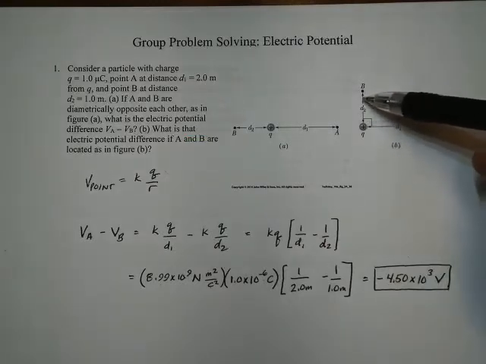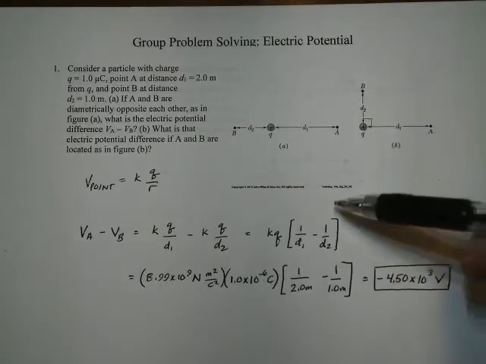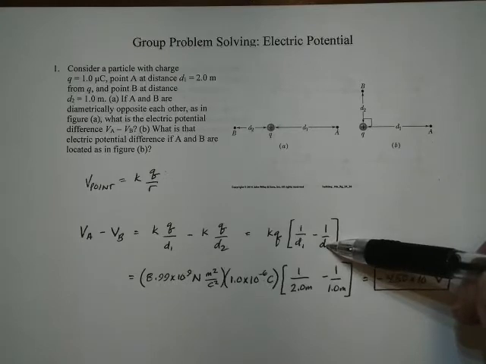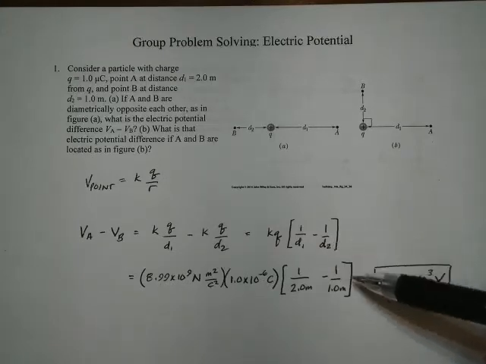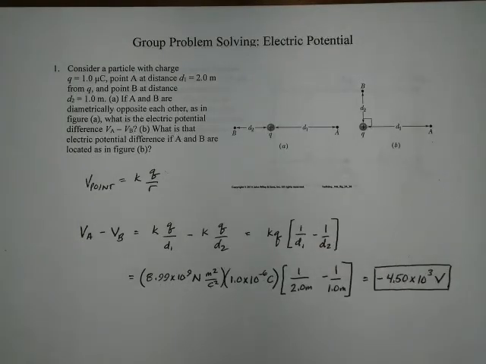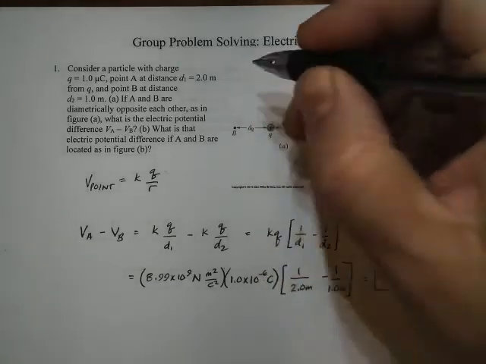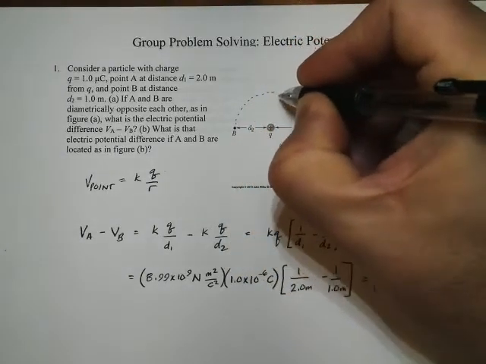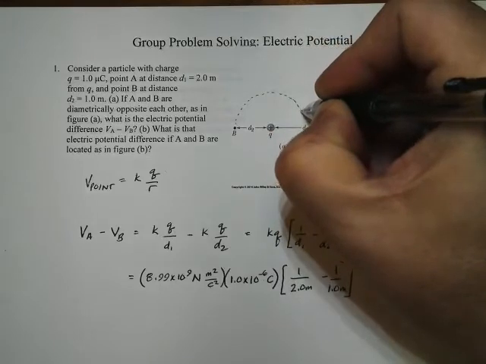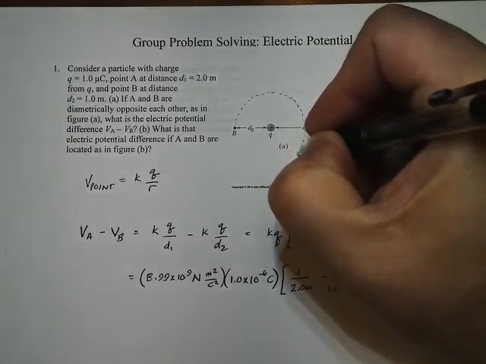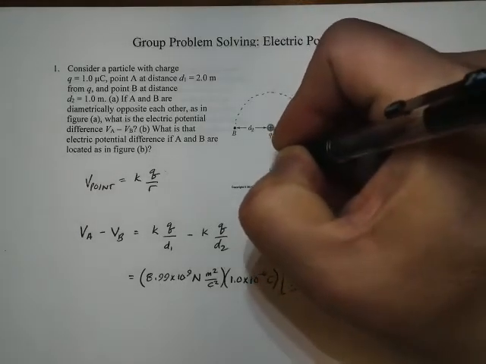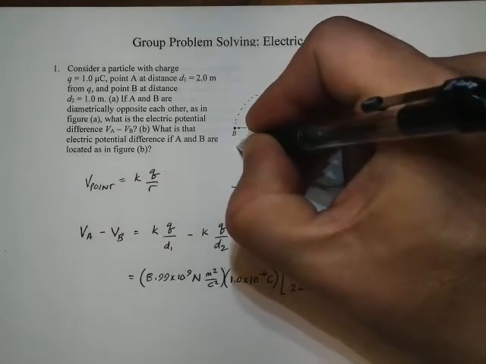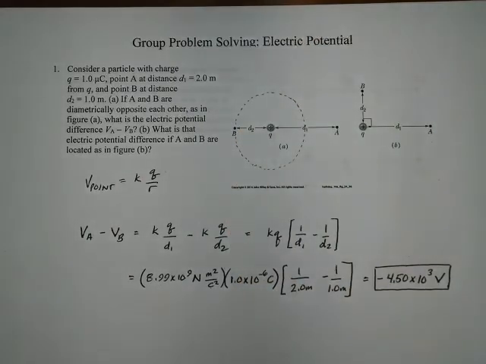So the distance that B remains away is still D2, and so this remains exactly the same for the electric potential difference in scenario B. In fact, you could trace a circle all the way around charge Q, and anywhere that you located point B on that circle, which would have a radius of D2, the answer would be the same.